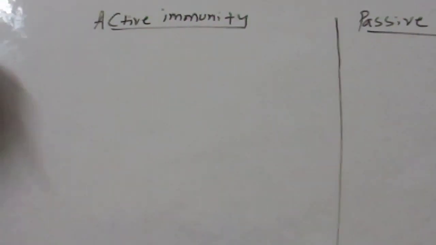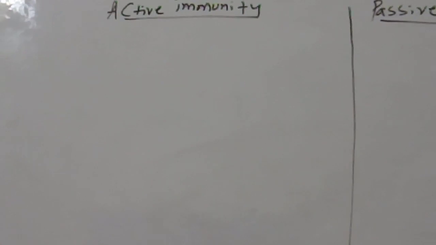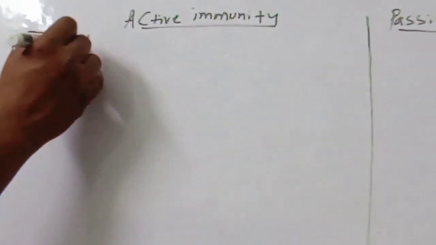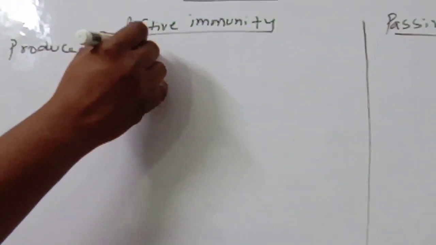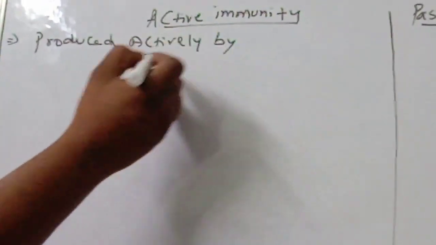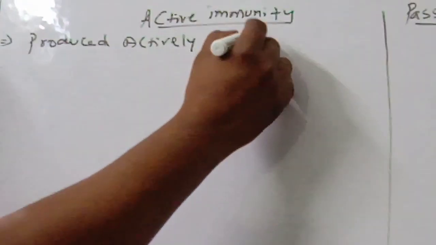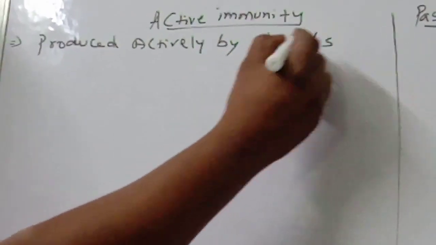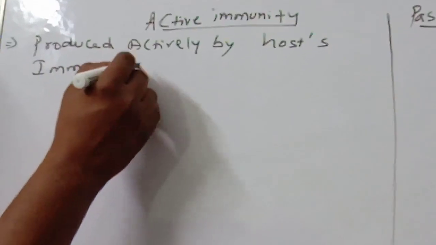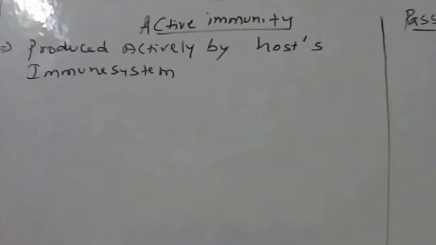So first point, active immunity is produced actively by the host's immune system. This one is active immunity.